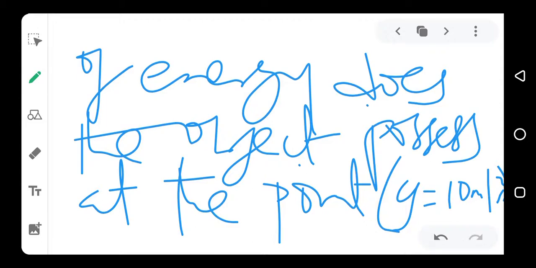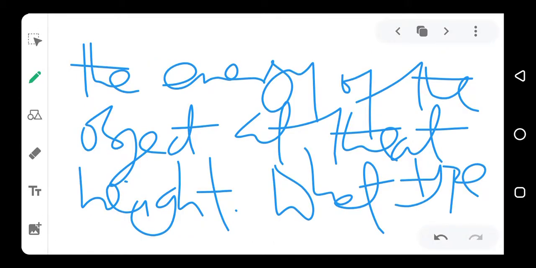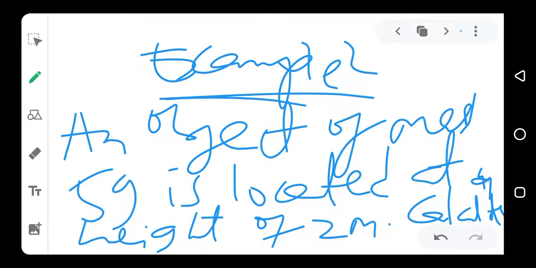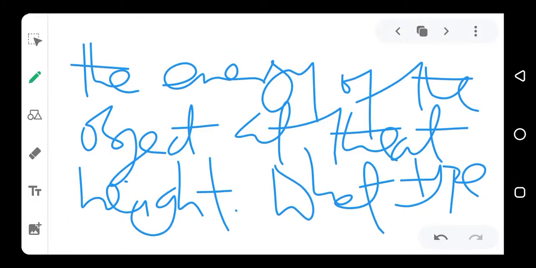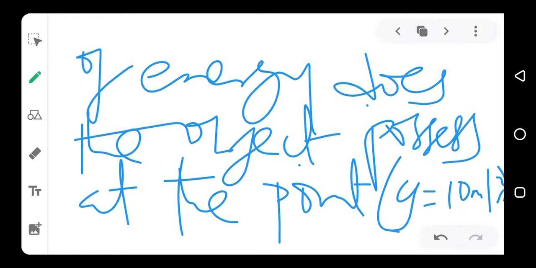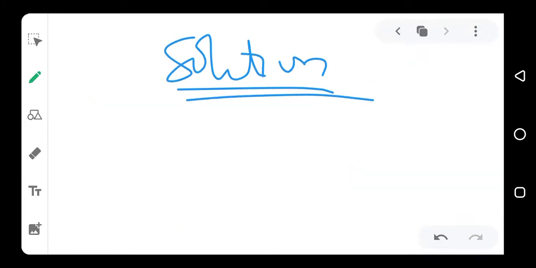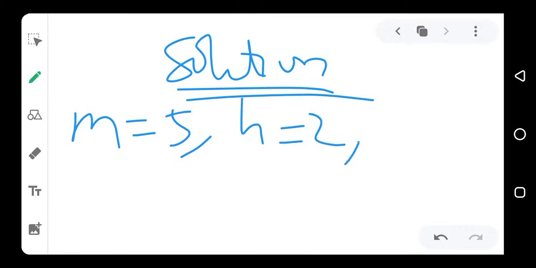Now let's come to the question and bring out the parameters given to us. An object of mass 5 gram. M is equal to 5 gram. It's located at a height of 2 meters, so we have h equal to 2. Now we have our g as 10. So we have m is equal to 5, h is equal to 2, and g is equal to 10.